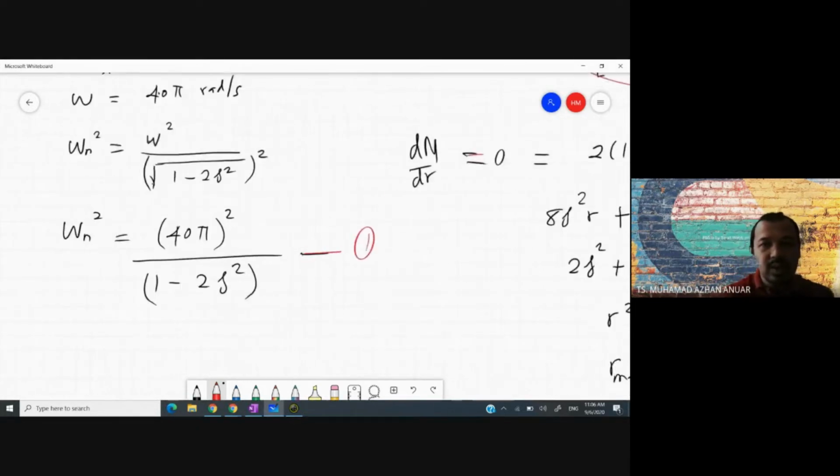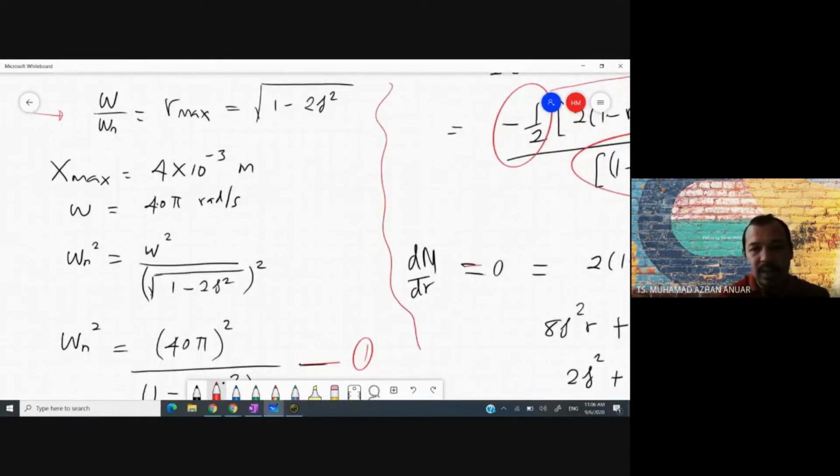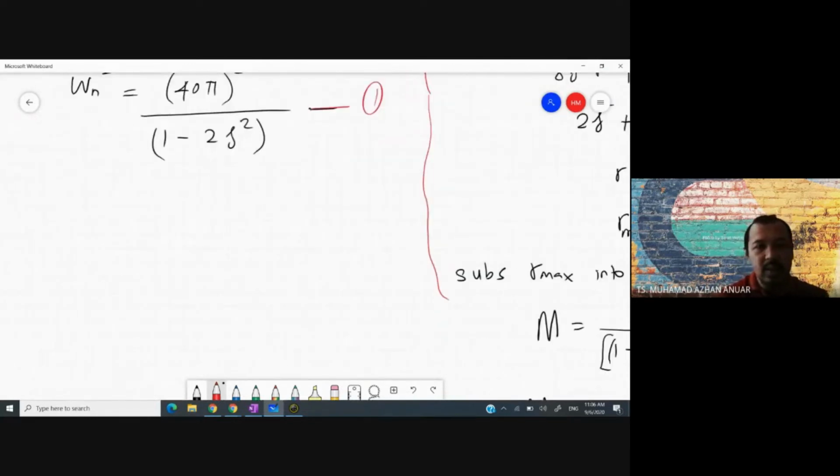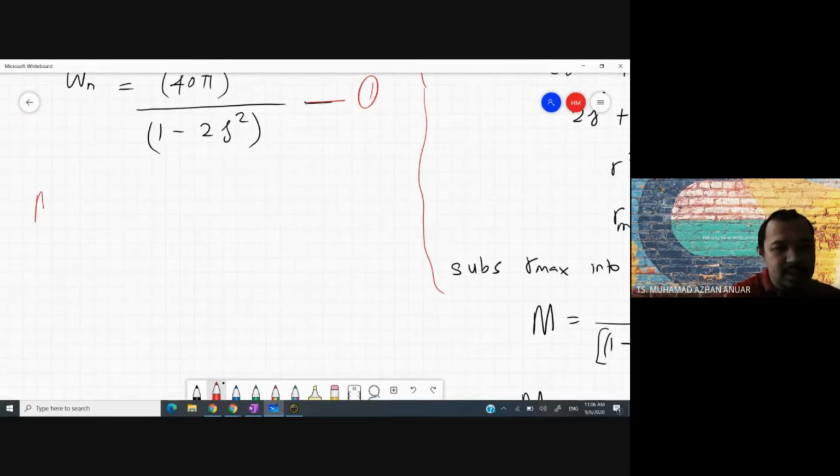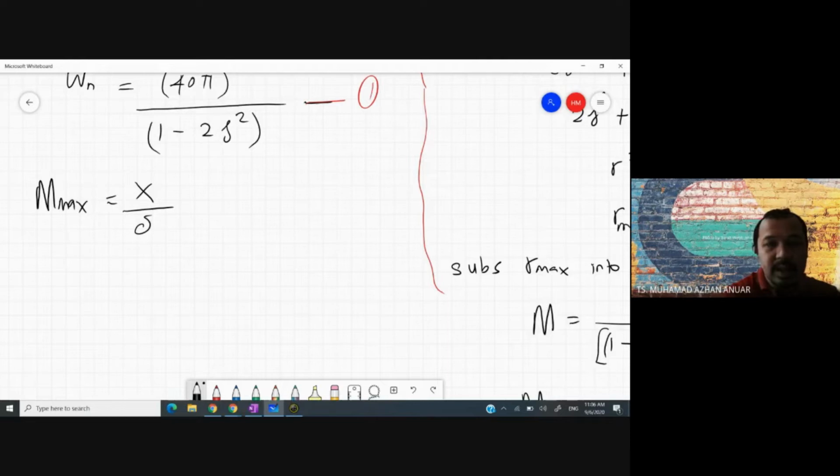We also know that M max is basically equal to X over delta. What is delta in this case? We derived this also: delta is F divided by K, if you still remember. So if we rearrange this, you will get X multiplied by K divided by F. And then what is K in this one?